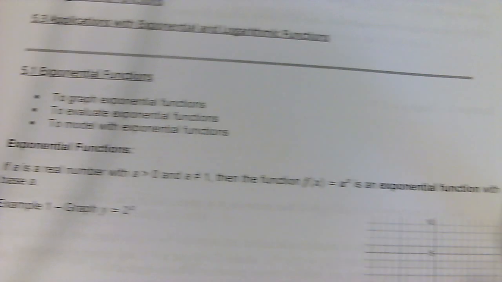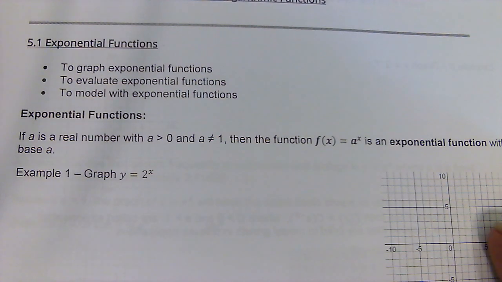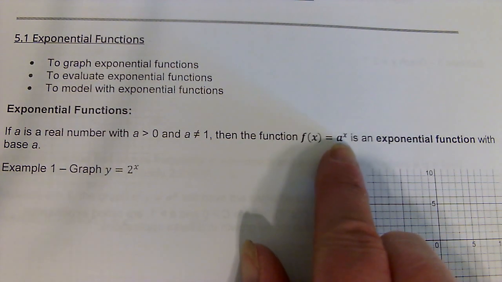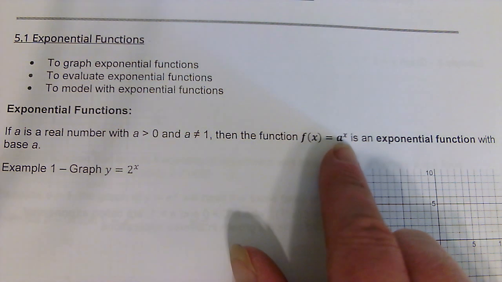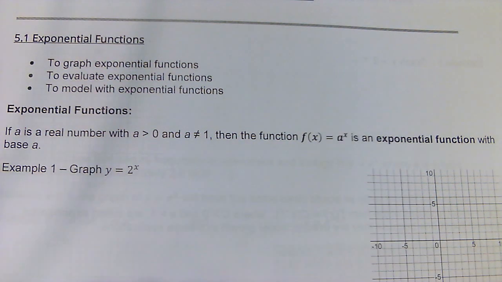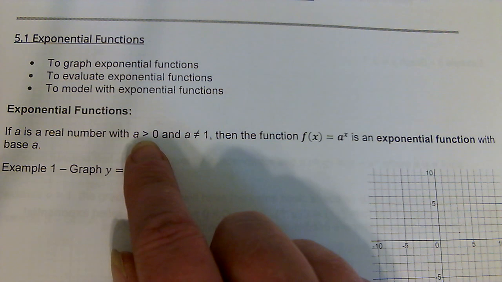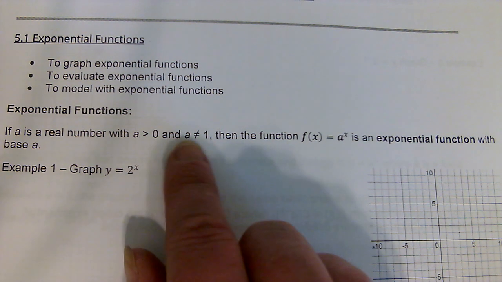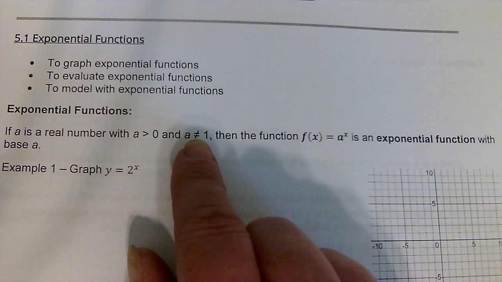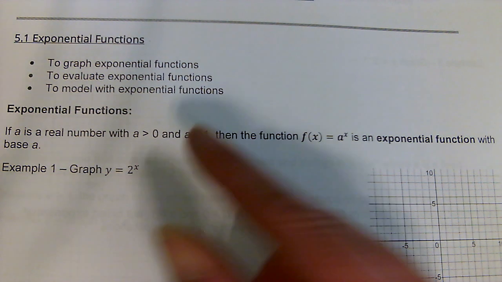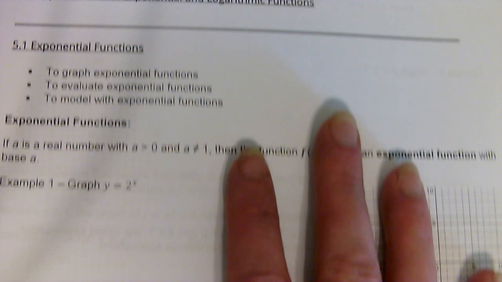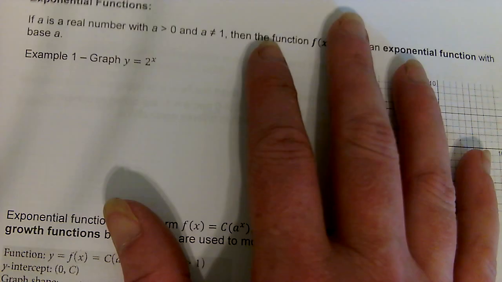So we're going to start with exponential functions and just kind of review them. An exponential function is when you have x in the exponent. So your variable's in the exponent. And we are looking really at when a is bigger than 0, because it gets really weird if it's not, and a can't be 1. Because if you had 1 to the power of anything, it's still 1. So our first example, let's look at y equals 2 to the x.